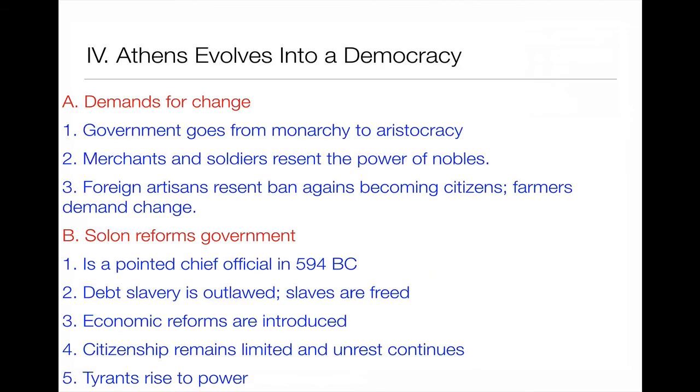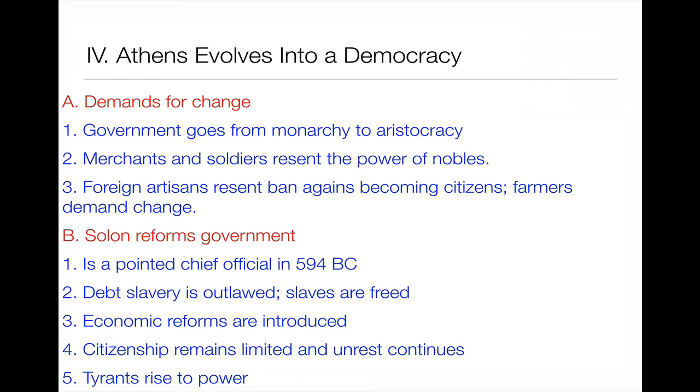All right. So now Athens. And Athens is starkly different than Sparta. So again, the government goes from a monarchy to an aristocracy. But this really creates a resentment in the merchants and soldiers. They really feel that because they're the ones that are doing most of the everyday work, that they should have some kind of say in the government. It doesn't exist yet, but at this time in Greek history, that's what they feel it should be.